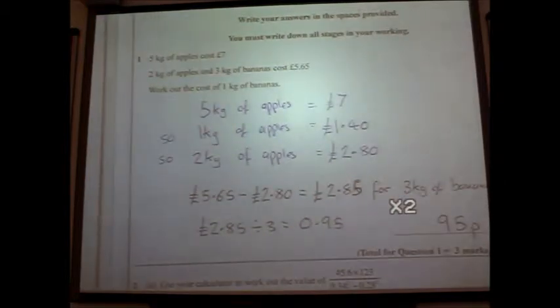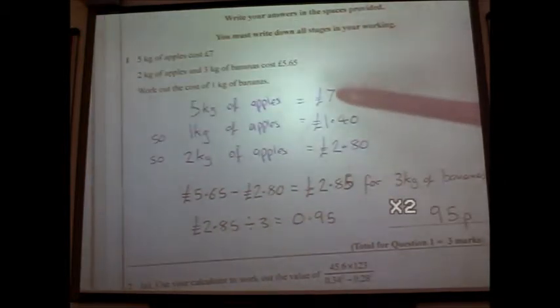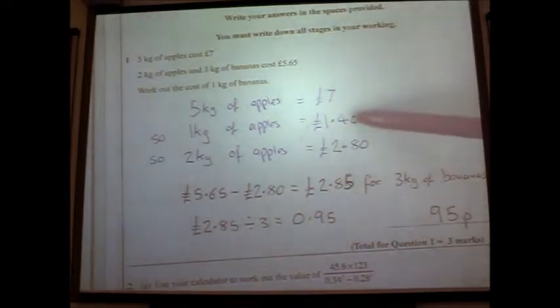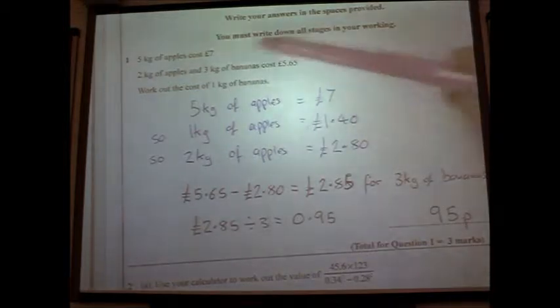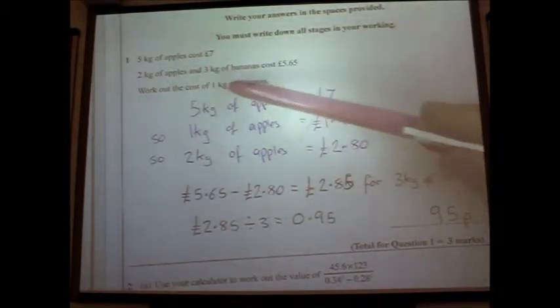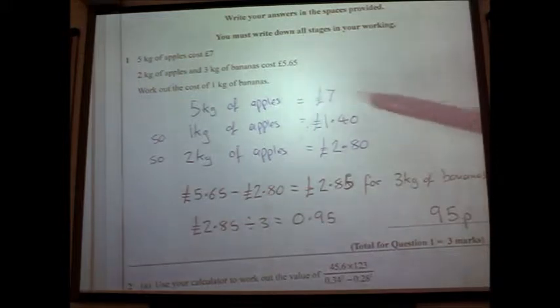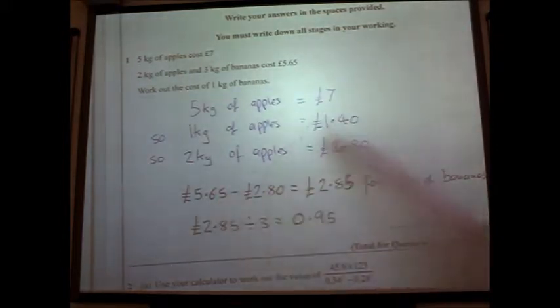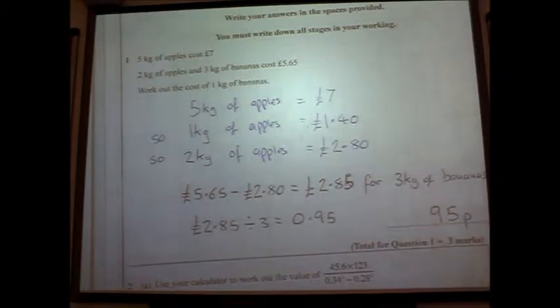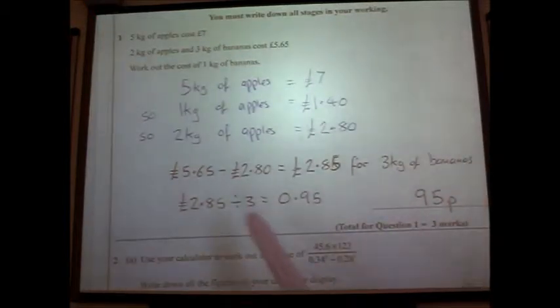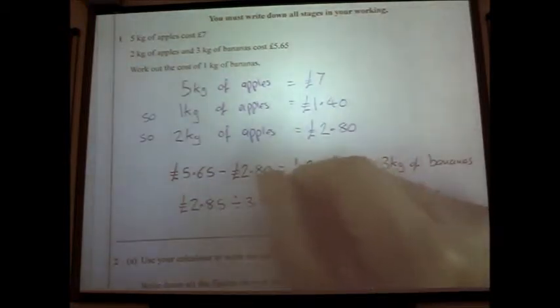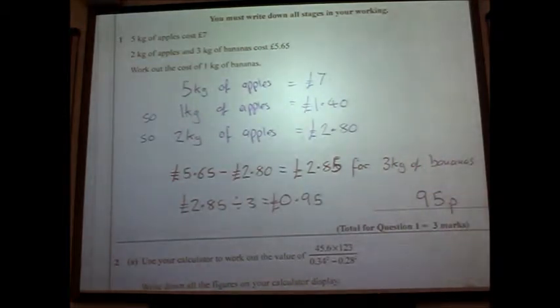The answer is 95p. If you want to know how I got there, 5 kilograms of apples is £7. So 1 kilogram of apples is £1.40. So 2 kilograms of apples is £2.80. We're told here 2 kilograms of apples and 3 kilograms of bananas cost £5.65. So I've done £5.65, take away £2.80, so it leaves £2.85 for 3 kilograms of bananas. £2.85 divided by 3 is £0.95, or that would be 95p. Common mistake here is for people to put 0.95p. That would lose you a mark.